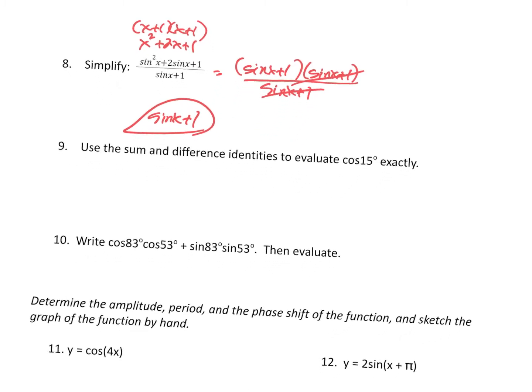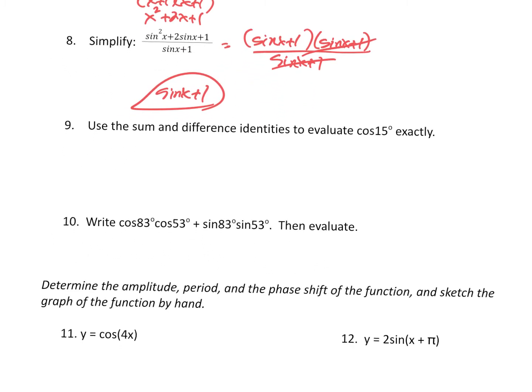Number 9, use the sum or difference formulas to evaluate cosine 15 degrees. So I've got to write 15 using values that I know. I know 15 degrees is really 45 minus 30. So that's what I'm about to do. Since it says cosine subtraction, I'm looking at my sheet, and I'm going to do cosine subtraction.